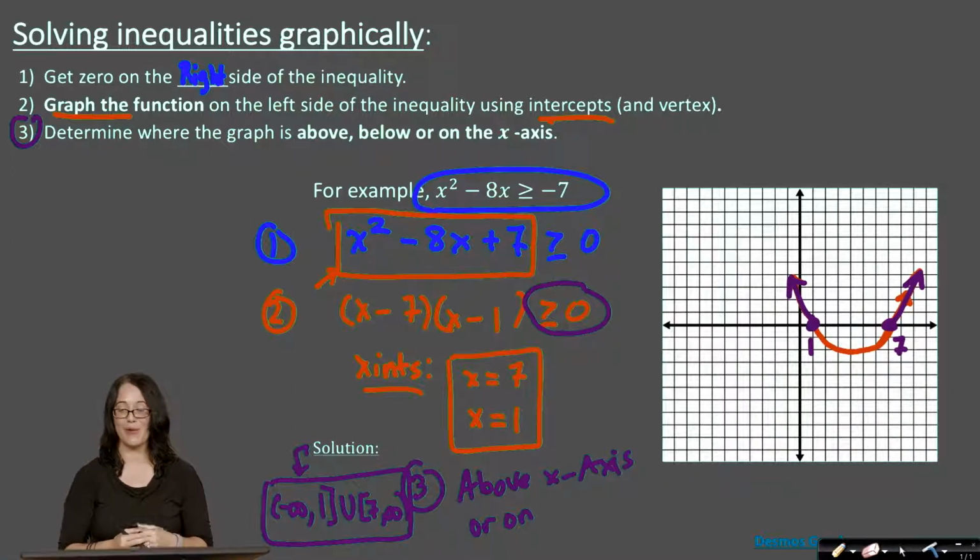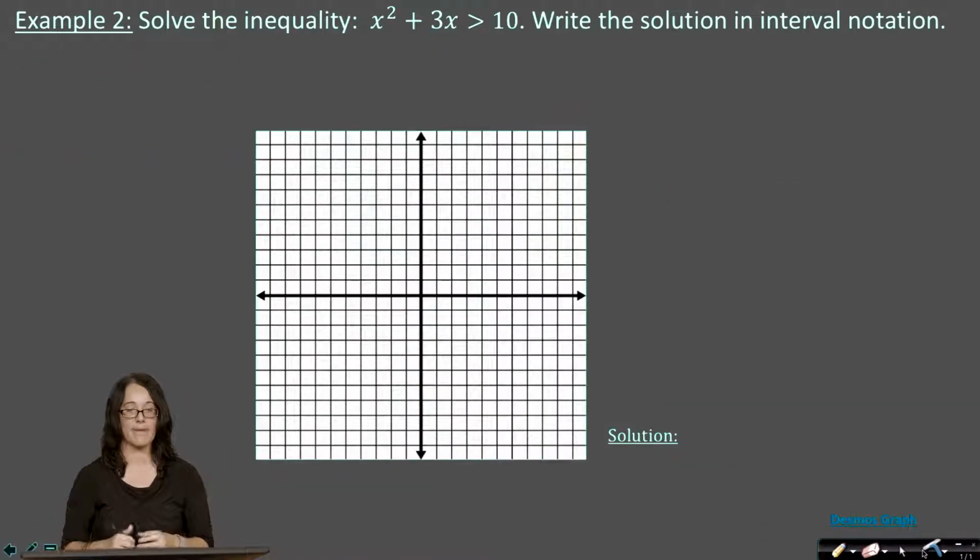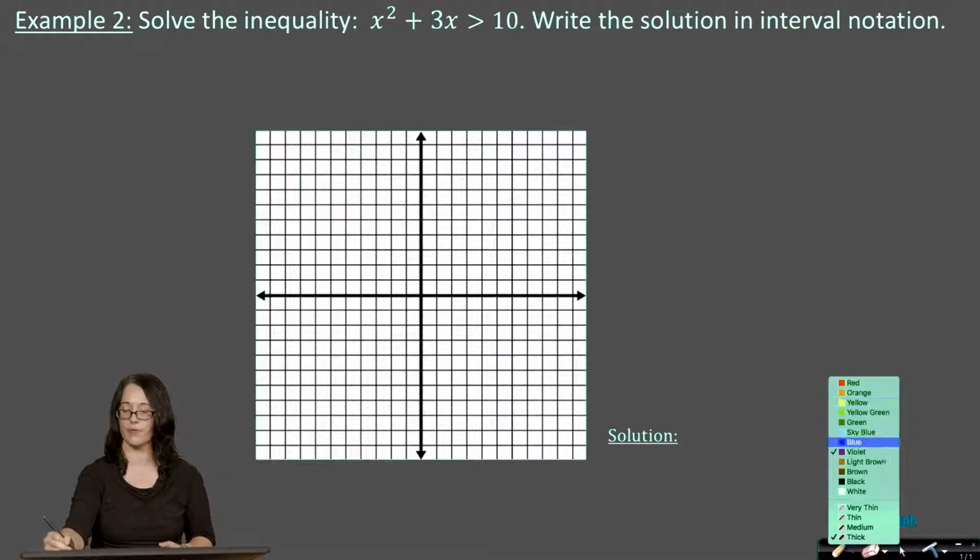Well done. All right, we have a couple more to practice, but there's nothing new for the rest of the video. So feel free to go as fast or as slow as you like to make sure that you understand how to solve these inequalities. Here we go. Example 2 says, solve the inequality x squared plus 3x is greater than 10. Write the solution in interval notation. Okay, again, feel free to pause the video, try it on your own.